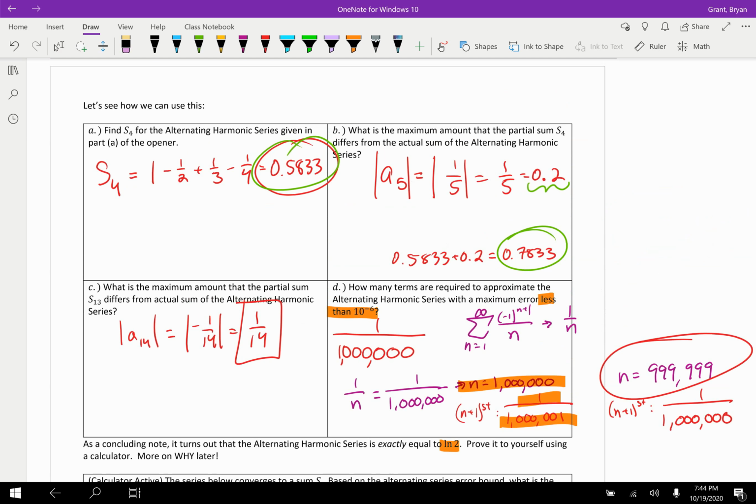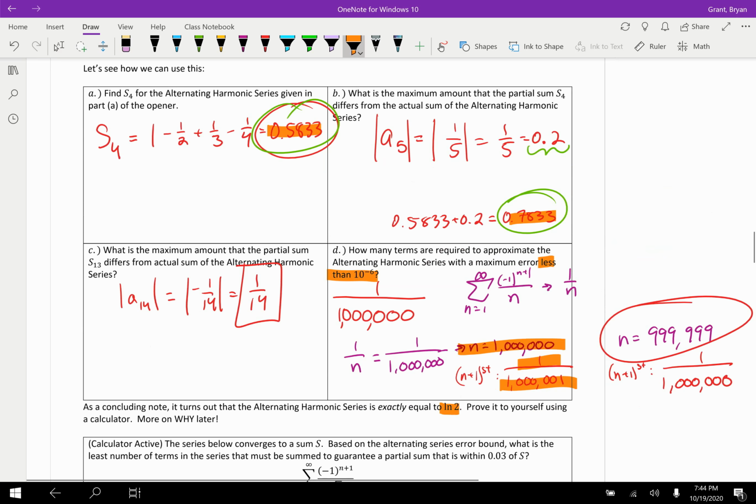How is that natural log of 2, which is a gross number? You can try it on your calculator. If you plug in natural log of 2, you're going to get a decimal, and guess what? The decimal is going to be in between these two. We will actually talk about why in our next unit, but that's not now.